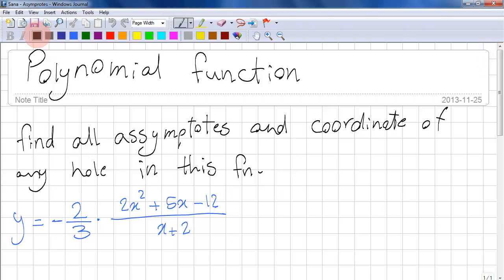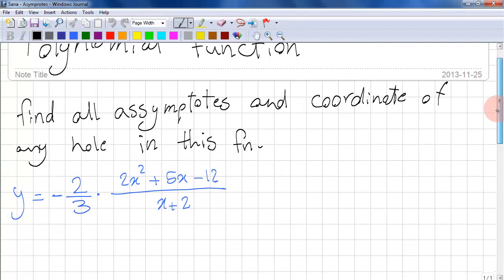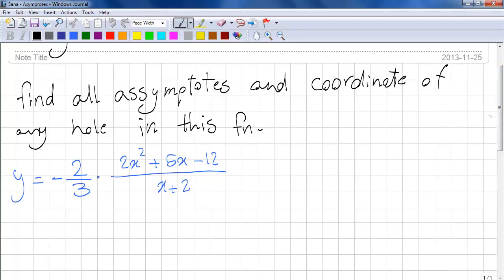Polynomial functions. To find the asymptotes or holes of this function, first we have to factor the numerator. The numerator will... and we leave the -2/3. We don't touch this, so we write -2/3. It will factor to (x plus 4)(2x minus 3) over x plus 2. And here we see that they won't cancel, so we don't have any holes.